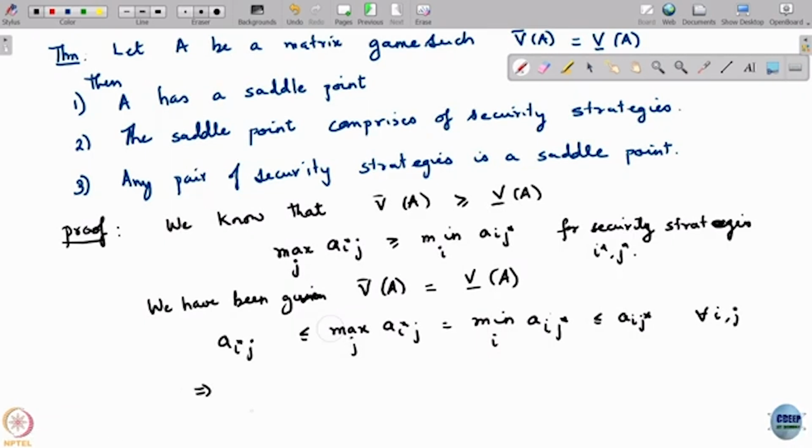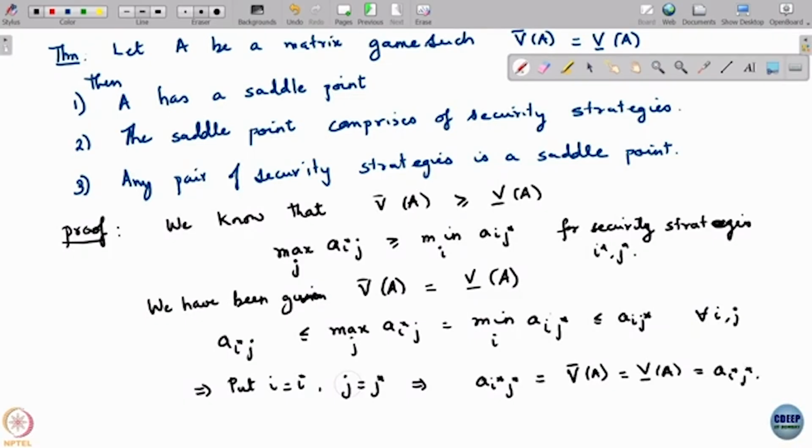Which means what? Now if I put i equal to i star and j equal to j star, what would I get? I would get equality throughout. I would get A i star j star is equal to V upper bar A is equal to V lower bar A is equal to A i star j star.